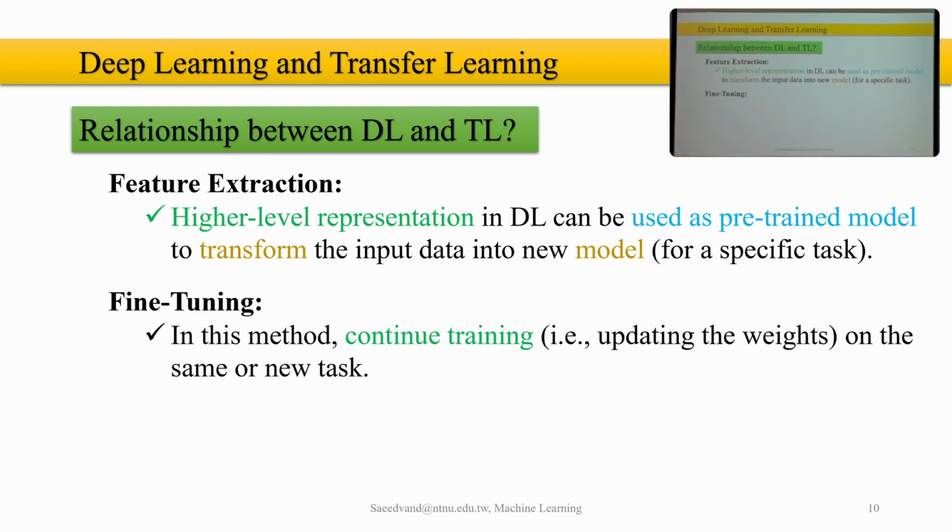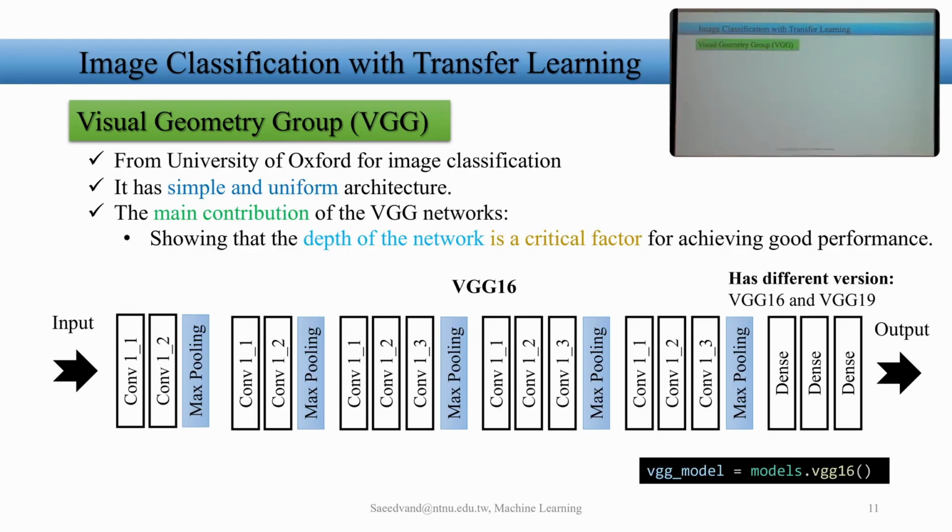Another relationship between deep learning and transfer learning is simple fine-tuning. In this method, we continue training, for example, updating the weights of the network that we have in the new model.